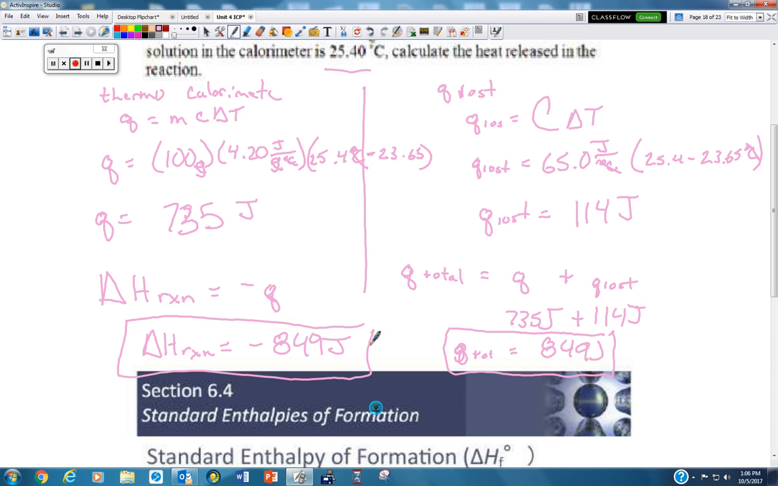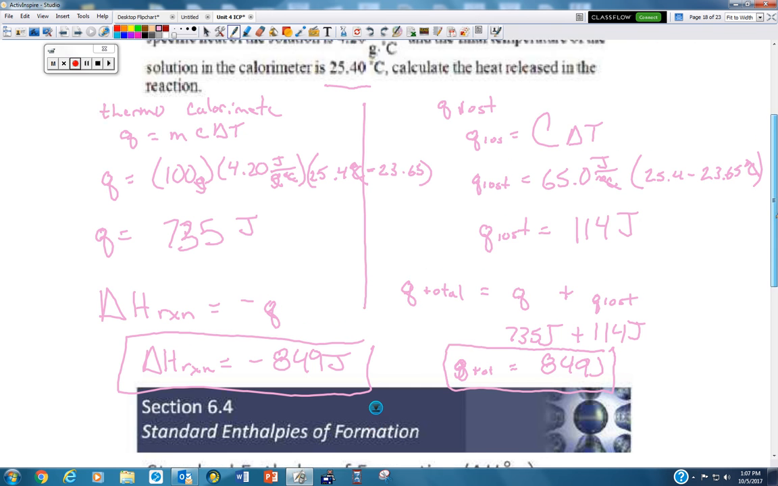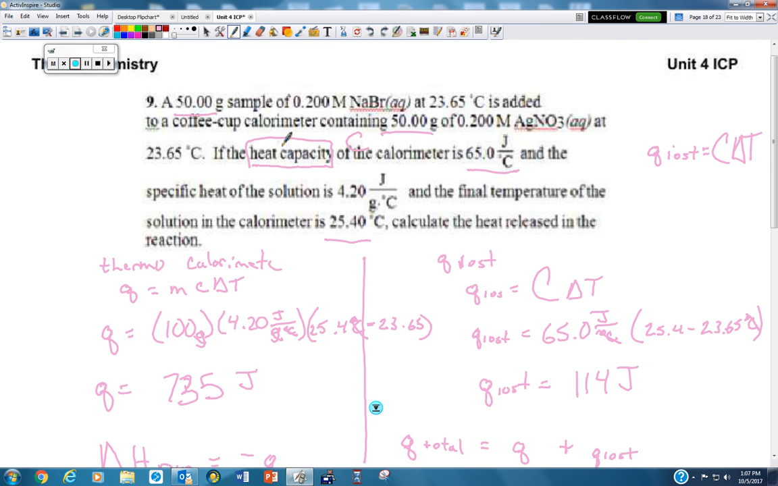So does that make more sense as to what this whole Q lost is? It only applies in the calculation when they make this statement that the calorimeter has a heat capacity. So you're looking for this word, heat capacity, you're looking for this number. That should immediately cue you into that you're going to use this in the equation, and then you're going to end up saying Q total equals Q plus Q lost. All right. So when you see heat capacity, that lets you know that you're trying to get rid of that.